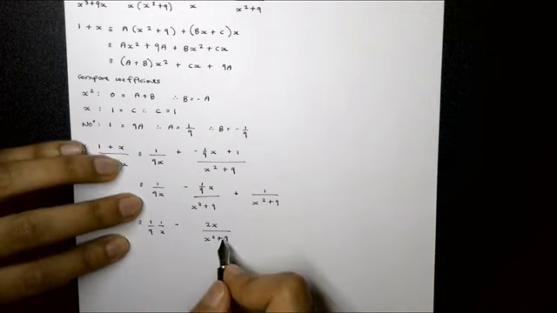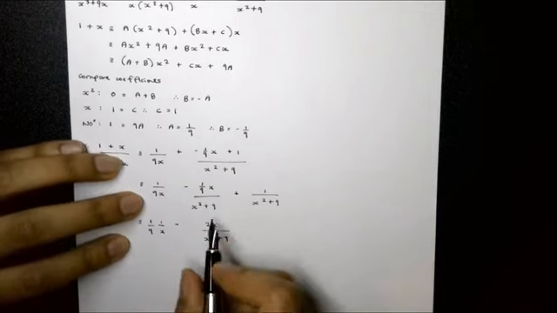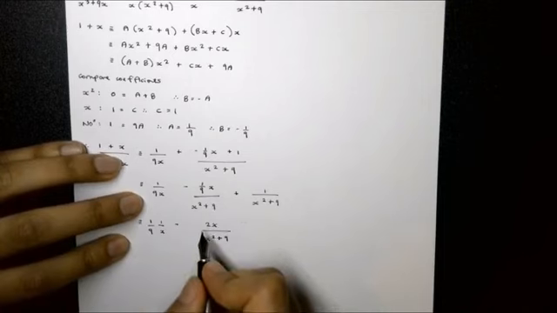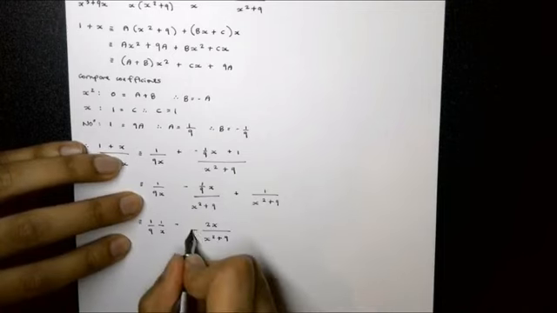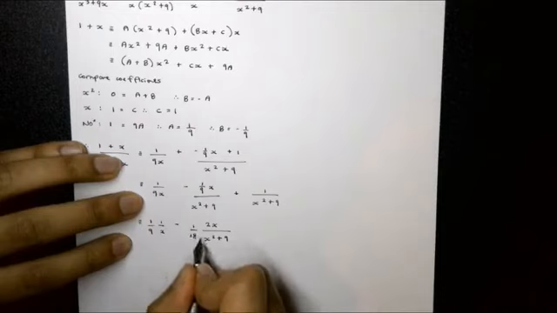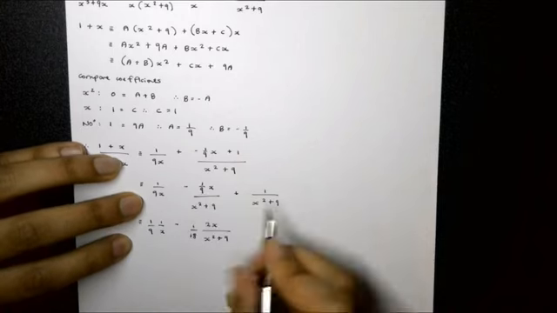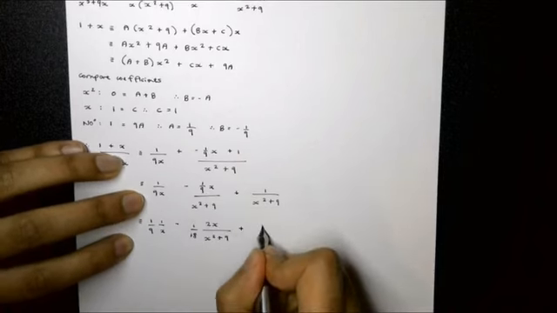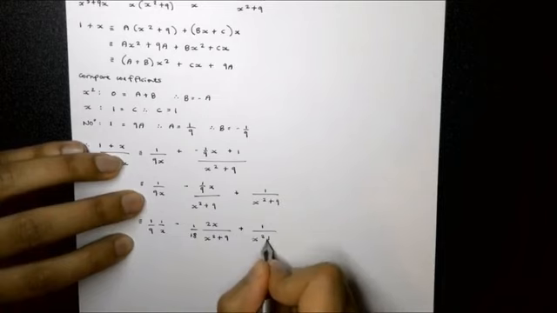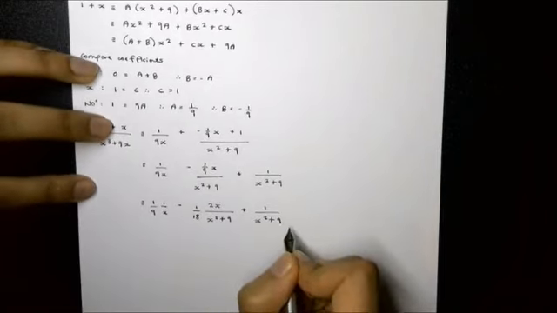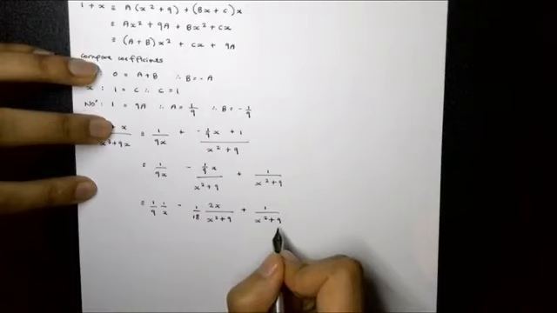hopefully you can see we need a 1 over 18, because 1 over 18 times 2 gives 1 over 9, as we see over here. And then we add on 1 over x squared plus 9. So now everything is in an integrable form.